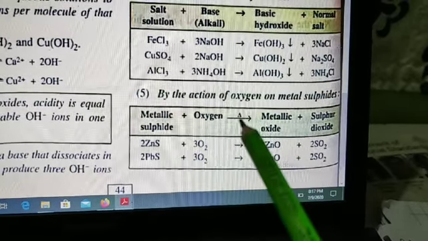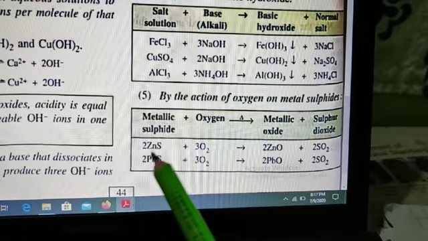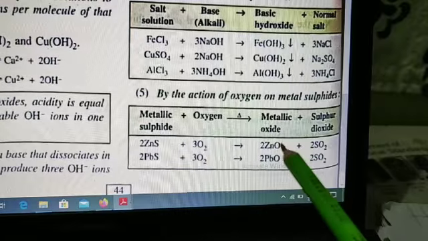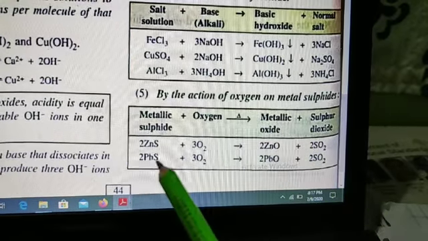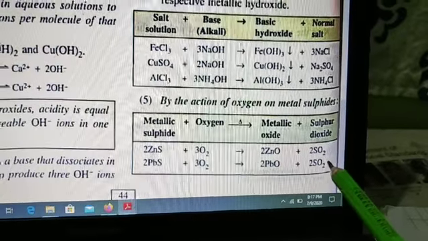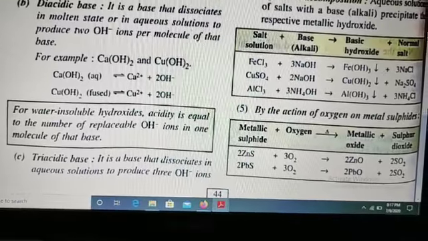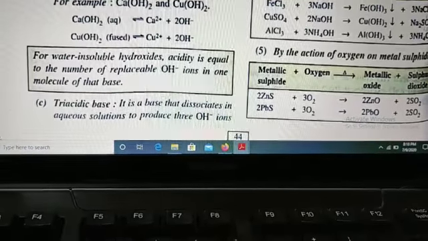Metallic sulfide plus oxygen giving you metallic oxide plus sulfur dioxide. For example, zinc sulfide plus oxygen giving you metallic oxide, that is zinc oxide, and sulfur dioxide. Similarly, you can take lead sulfide plus oxygen giving you lead oxide plus sulfur dioxide. So these are the methods for the preparation of metallic oxides.